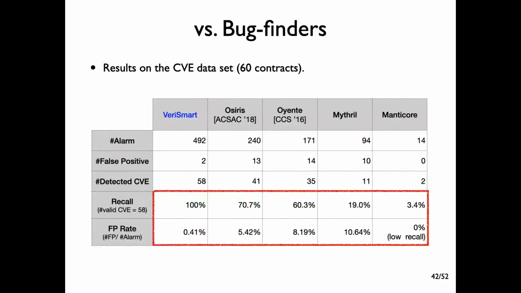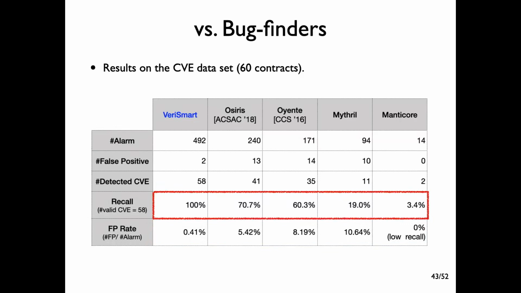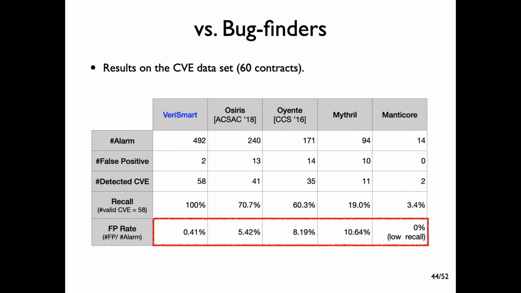The table shows the evaluation results on the CV dataset. As you can see, VeriSmart outperforms existing bug finders in both recall and precision. Since VeriSmart is an analyzer that performs exhaustive verification, it successfully found all known CV vulnerabilities, achieving 100% recall. In contrast, bug finders missed a number of known CV vulnerabilities. VeriSmart also outperformed the bug finders in terms of precision, with an exception to Manticore, where it rarely raised alarms.